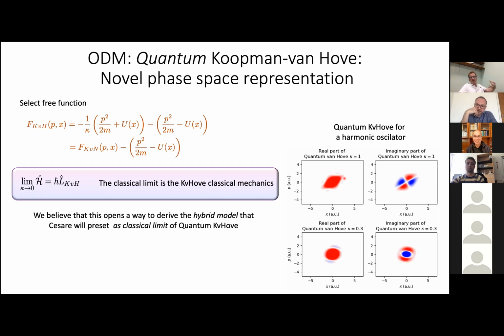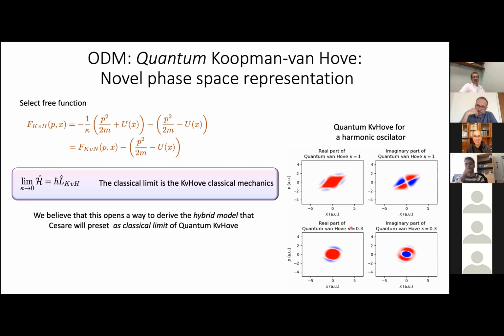So if it were a Wigner evolution, the initial Gaussian state would be constant, would stay Gaussian, and there would be no imaginary part; it would be zero. But this is Koopman-van Hove. It has both a real part as well as an imaginary part, and you can see that in the quantum case, kappa equals 1, it undergoes significant, interesting dynamics.